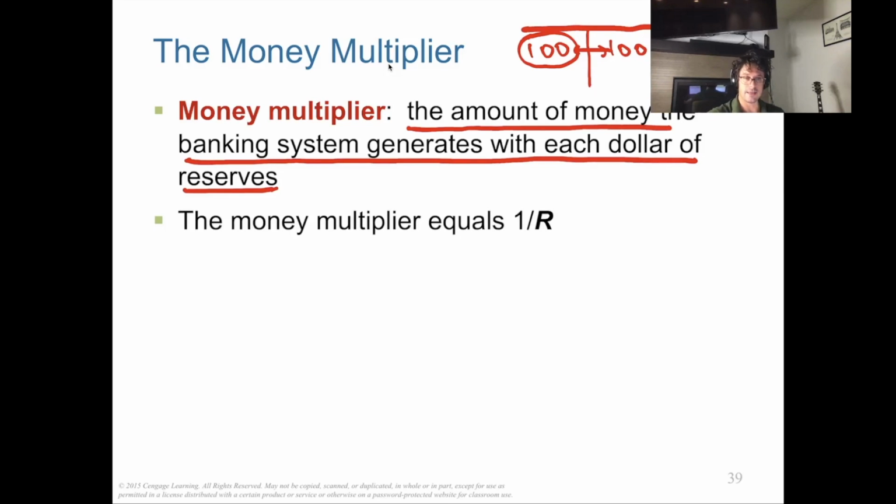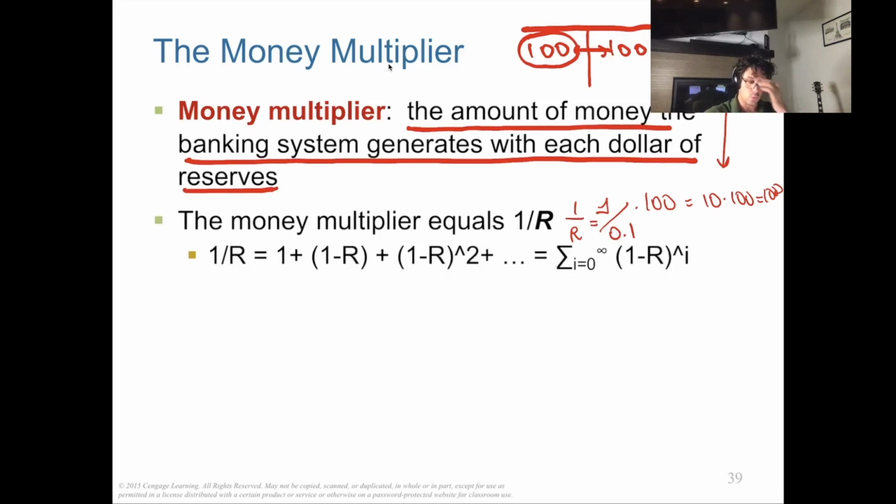The money multiplier equals 1 over R. 1 divided by 0.1 times the original $100. So 1 divided by 0.1 is equal to 10, times 100 equals 1,000. So the multiplier is 1 divided by R. Let us try to understand the logic such that we can follow through.